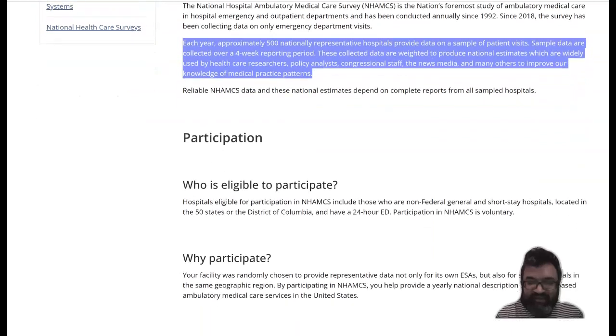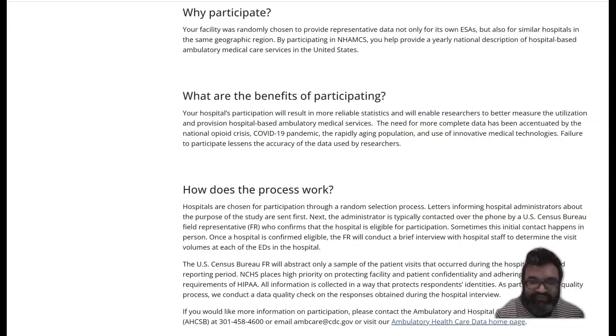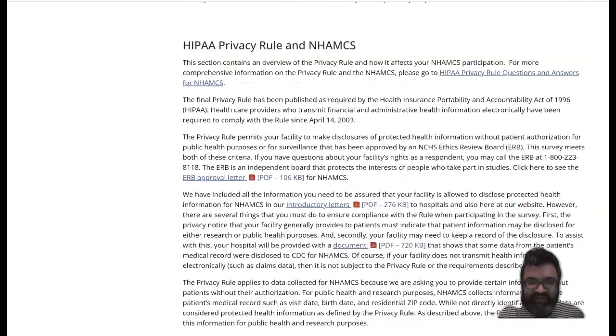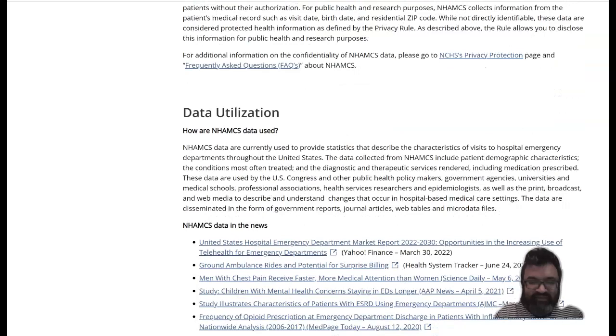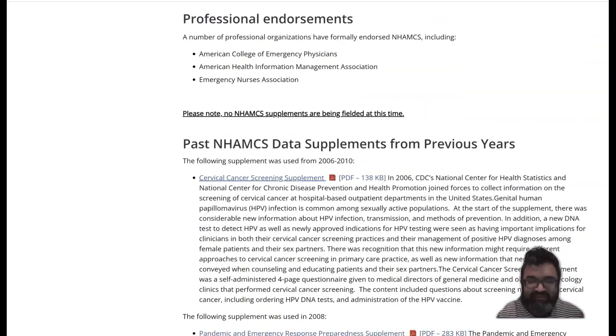There are a lot of components to this, and hospitals eligible for participation in NAMCS include those that are non-federal, general, and short-stay hospitals located in the 50 states and the District of Columbia, and that have a 24-hour emergency department. So there's a lot here. If you want to, you can go through what this entails and read more descriptions of this.